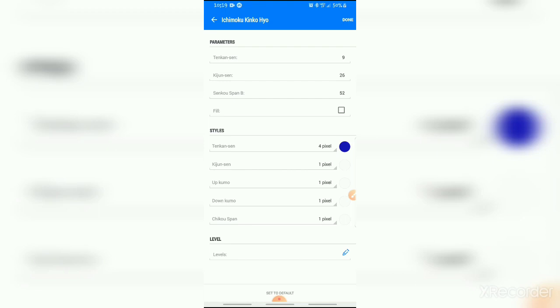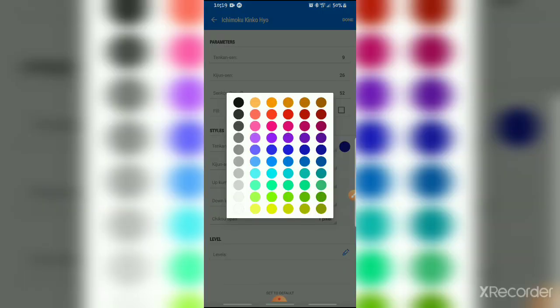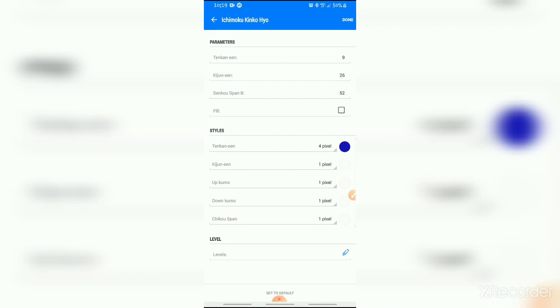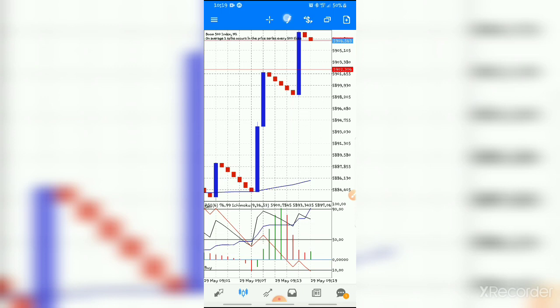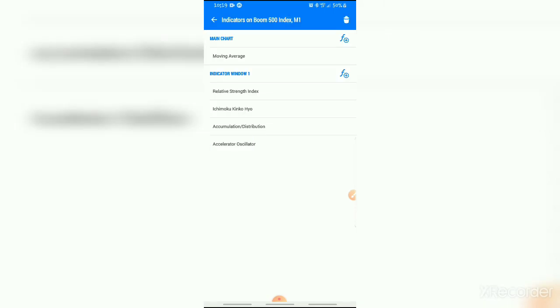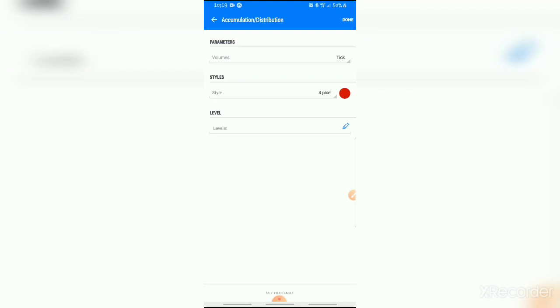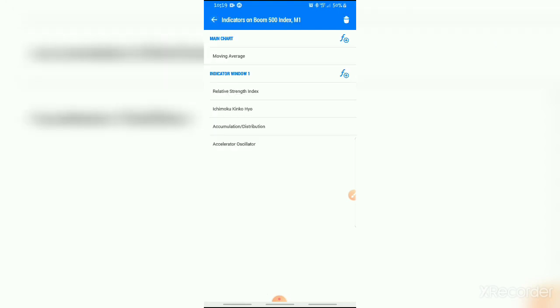So under the style now, it's only the first one that you put to be blue, and you select the pixel to be 4 pixels. You put the main one to be 1 pixel, then you select the color white for it. Then the level is only the level, you just click on done. And after that again, you go back to your F, you click on accumulation distribution. So accumulation distribution, you select the volume to be thick, then the style to be 4 pixels, then you put color red also, click on done.